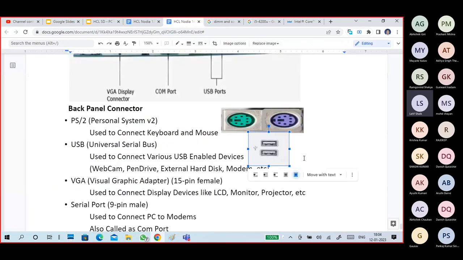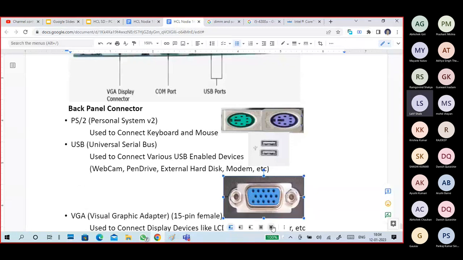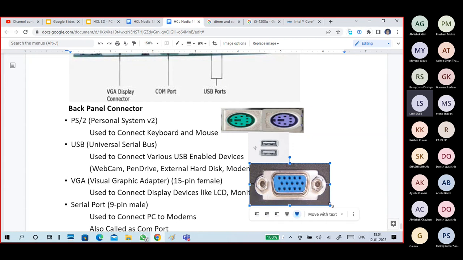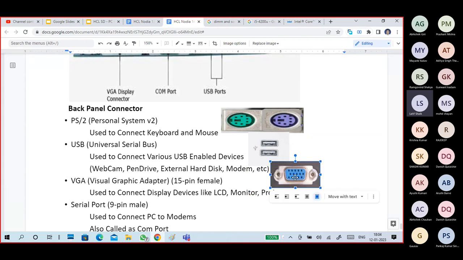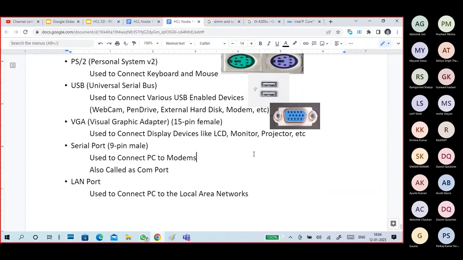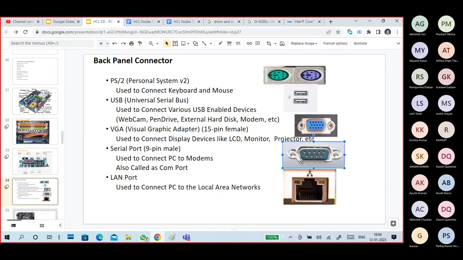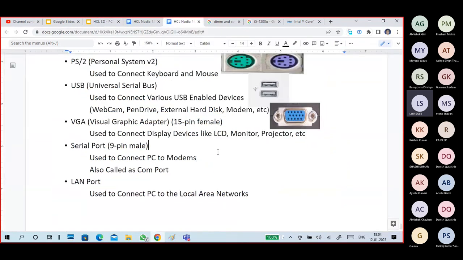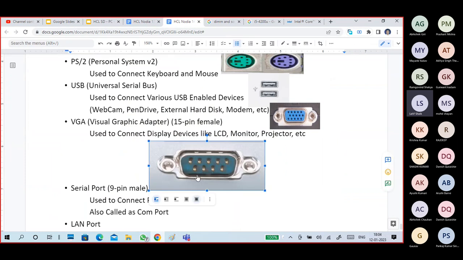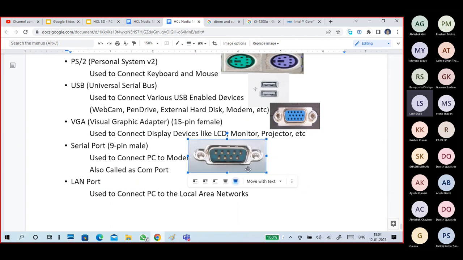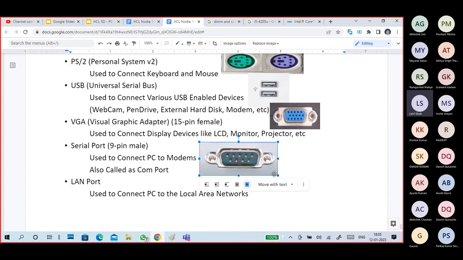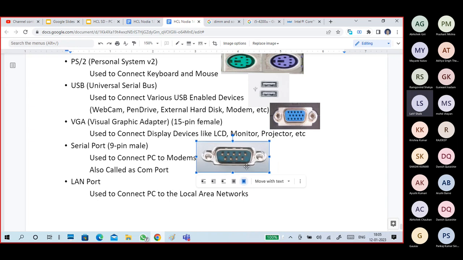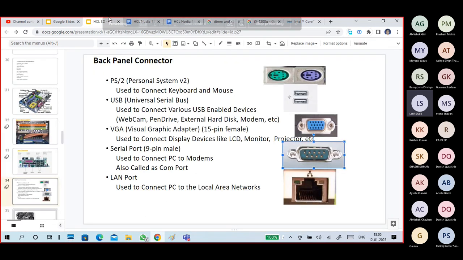This is VGA, video graphics array. It is a 15 pin connector to connect your monitor or projector. This is the serial port and parallel port, two types of ports are there, guys. The serial port is also called a COM port or RS-232 port. Why? Because in earlier days they connected external modems to this COM port only.